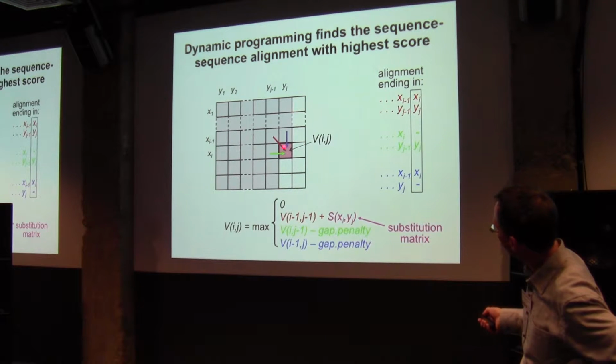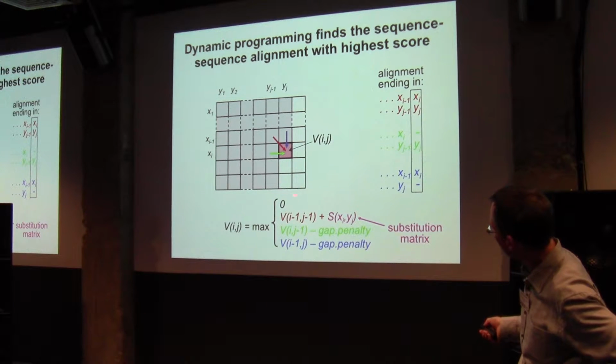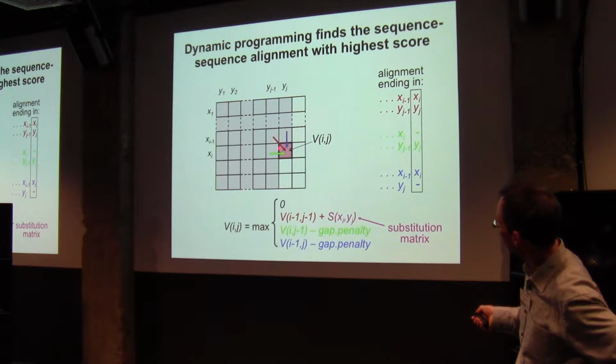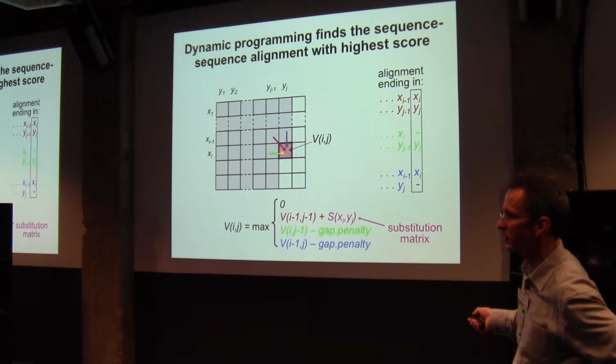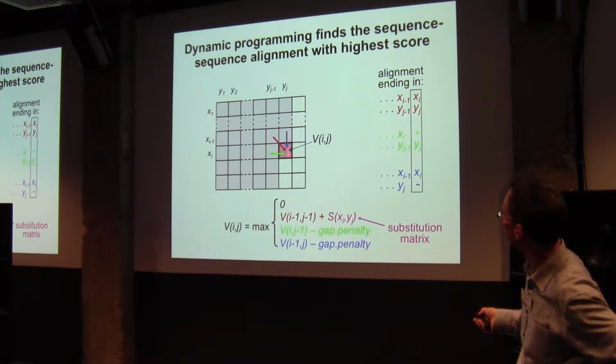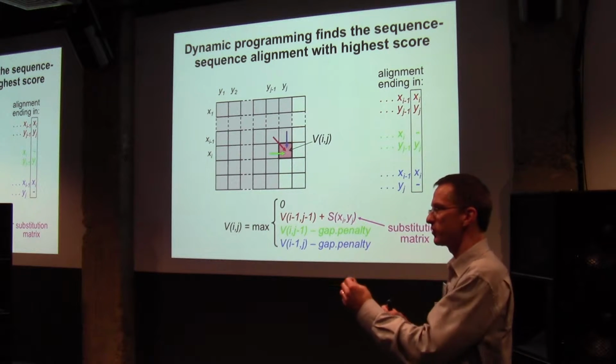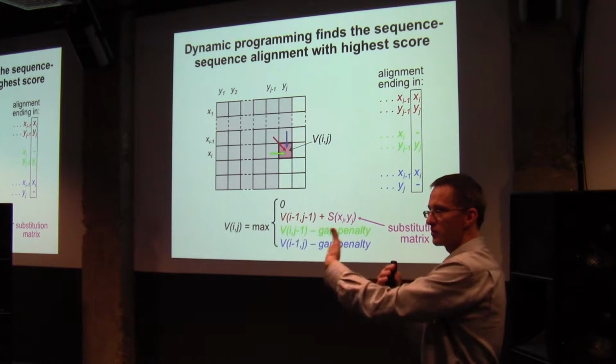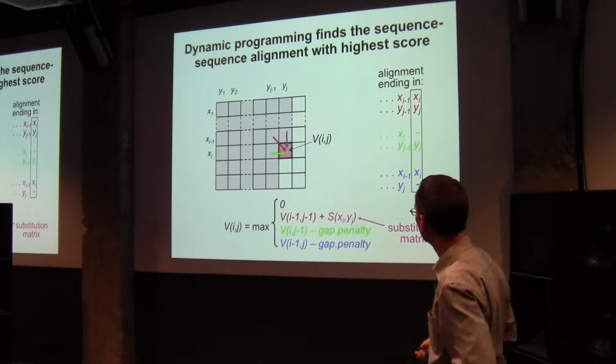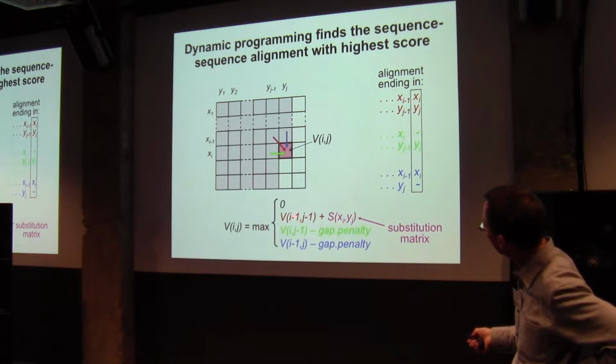Then the score of this cell is the maximum of 4 values. 0 means you are not able to give an alignment, it's basically a length 0 alignment. It doesn't make sense to have a negative score because the alignment can always stop. It is a local alignment, so it can start and stop at any position. So 0 is the lowest score you can get.